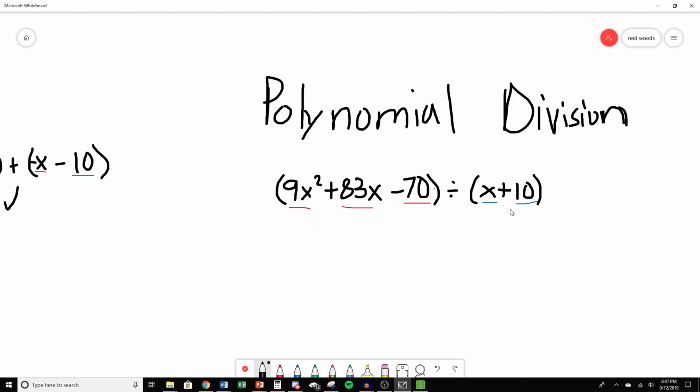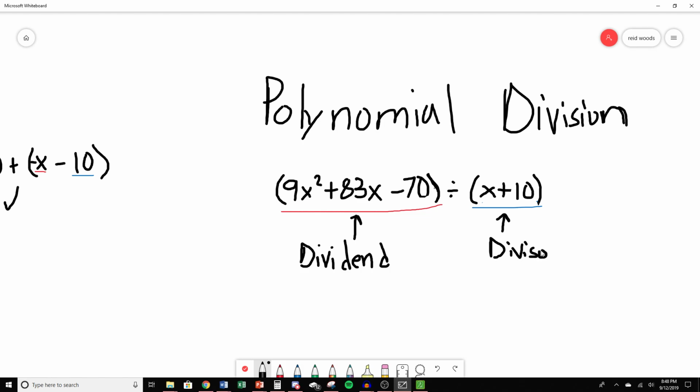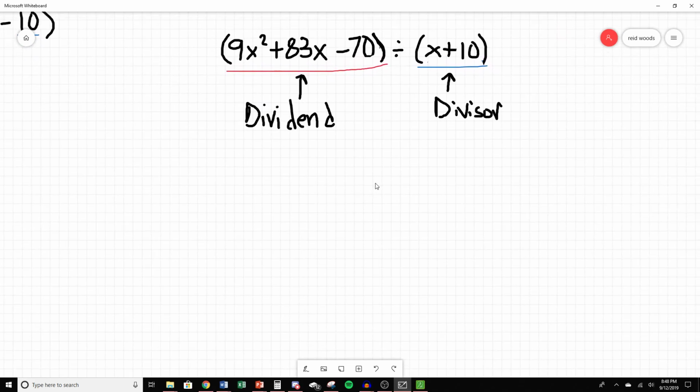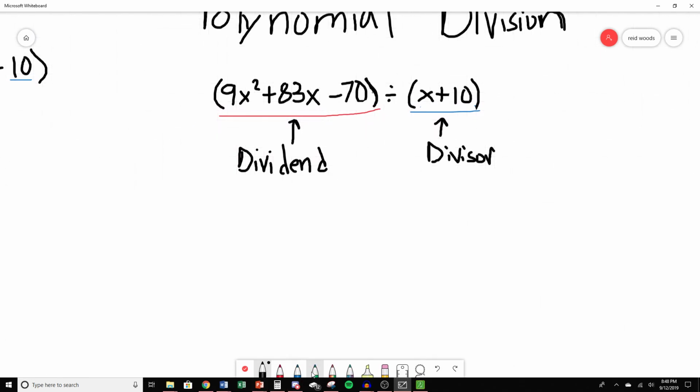Okay. I'm going to erase all these. And here's our first question to start with. And how we're going to start this is we are going to label this entire thing as the dividend. So when I say the word dividend, you know that I'm talking about this. This one over here is the divisor. Okay? So as I'm writing out some instructions for you, we are going to keep those in mind. Okay?